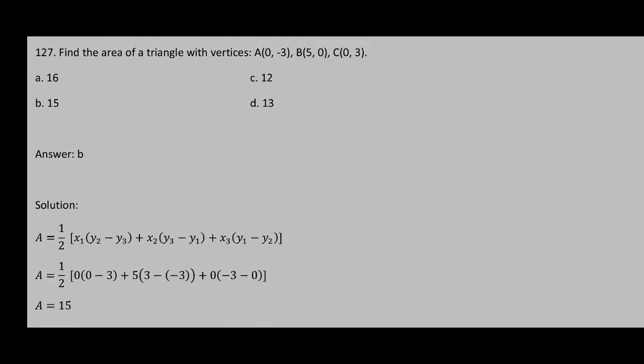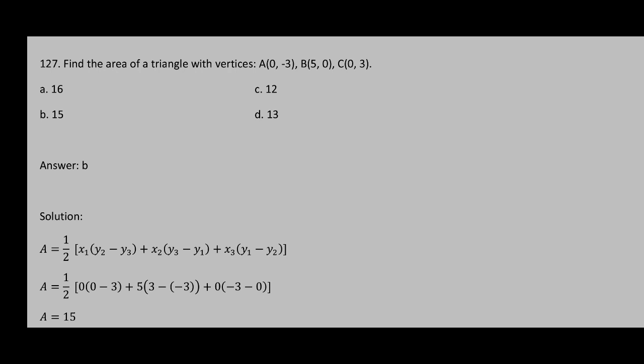Next, find the area of a triangle. Problem 127. With the vertices A, yung A natin is 0, negative 3. Yung B natin, 5, 0. Yung C natin, 0, 3. Sagot daw dyan, letter B, 15.